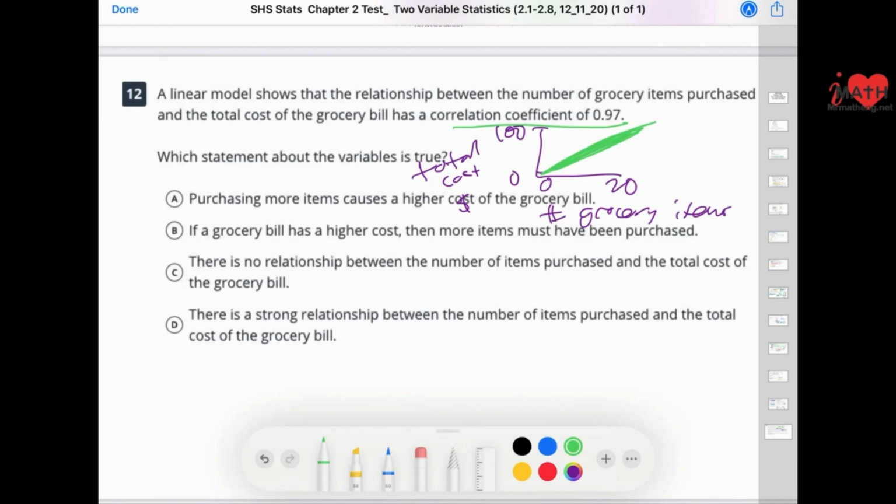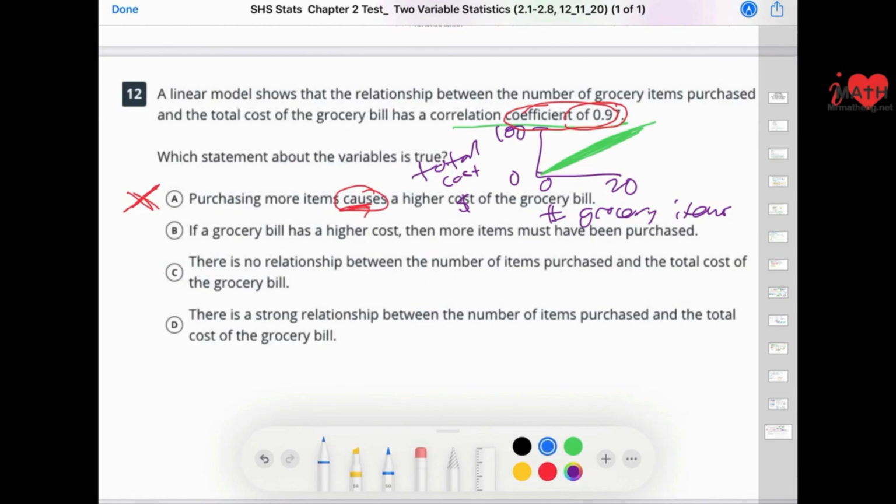Which statement about the variables is true? A: Purchasing more items causes a higher cost of the grocery bill. Okay, this is the red flag problem. No. Although there is a strong correlation or association, association is not causation. This does not cause that. We can present a strong relationship with the correlation coefficient, but causation is the red flag word. Don't use that one.